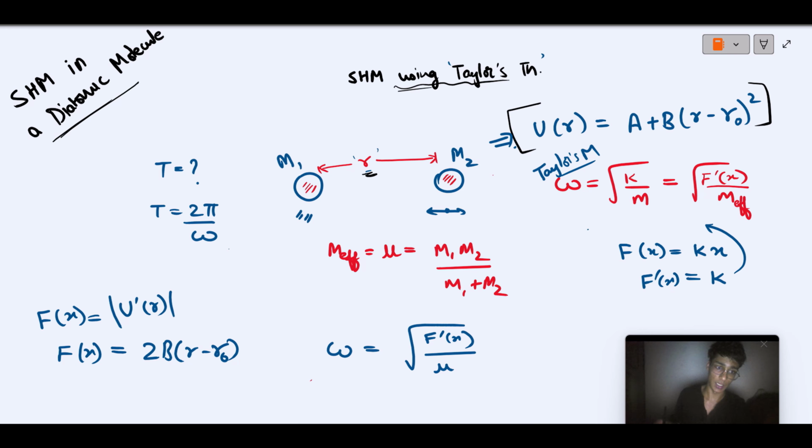So now we have the force as a function of x. In our case, this x is r, which is the distance between the two particles of the diatomic molecule. So we have 2b times (r minus r naught) as F of r. Again, we'll be differentiating this with respect to r because we are to plug in this value into the final expression of omega. So this derivative comes out to be 2b.